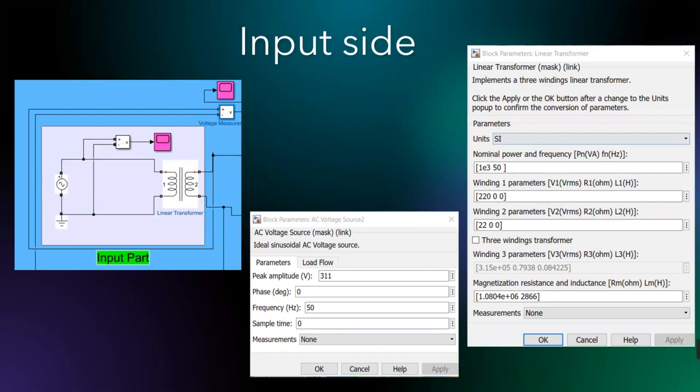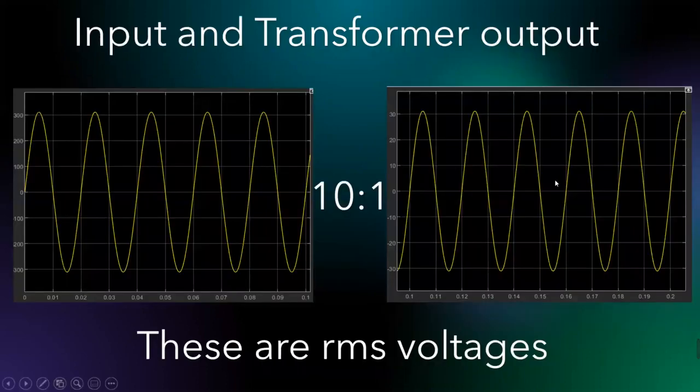This is the input part. In the scope, we can see the household socket voltage of 311 volt peak to peak. Then this is the output of the transformer, which converts this 311 volt peak to peak to 331.1 volt peak to peak.